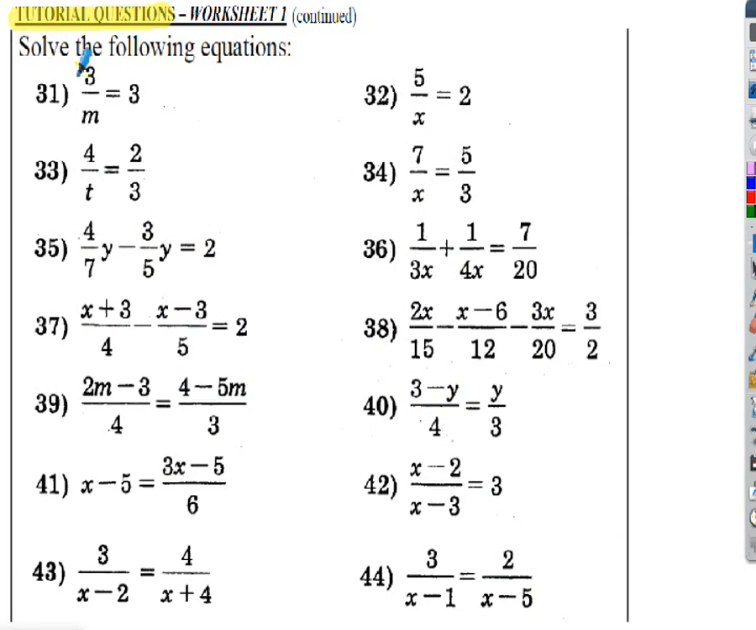Tutorial questions continue. This is question 31 through to question 44. Again, if you feel you can attempt these questions without further assistance, I would encourage you to stop the presentation now and attempt questions 31 to 44. The answers are shown on the following slide. If you want further help, then I will work through some of these solutions on later slides.